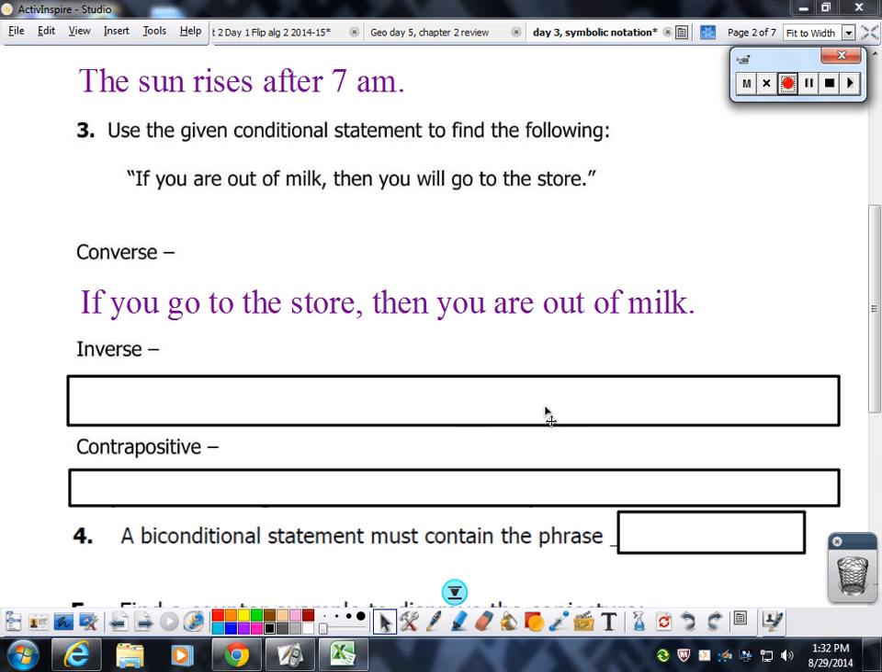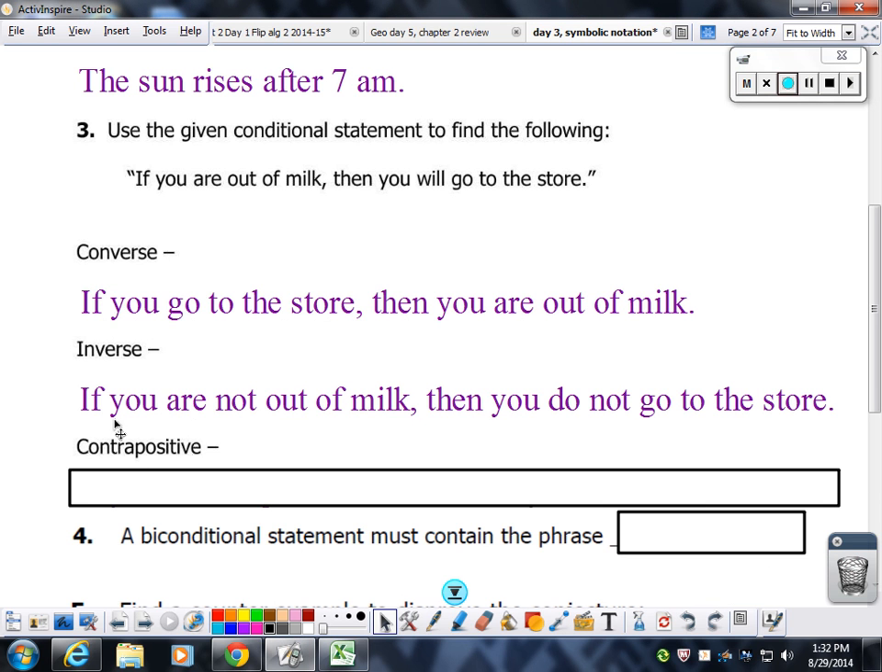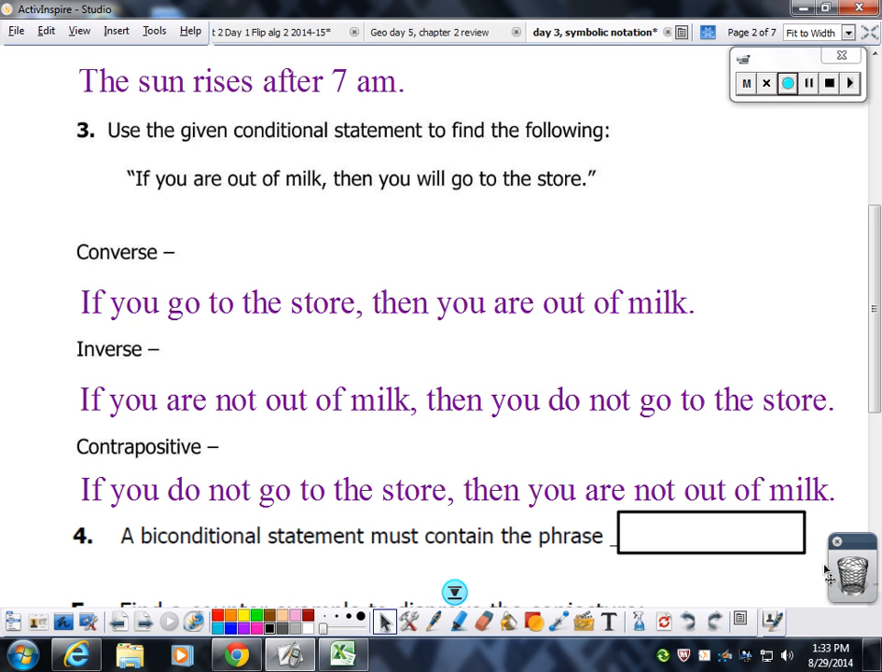The inverse of our original statement, and remember we're going to negate the hypothesis and conclusion, would be, if you are not out of milk, then you do not go to the store. You may have written there, if you have milk, then you do not go to the store. That would work as well. Contrapositive, we're going to flip and negate and be left with the statement, if you do not go to the store, then you are not out of milk.